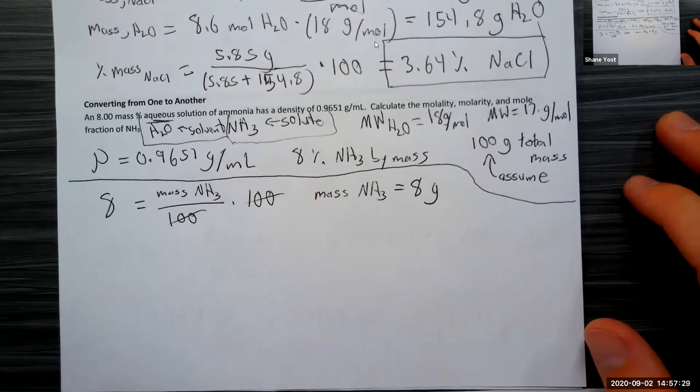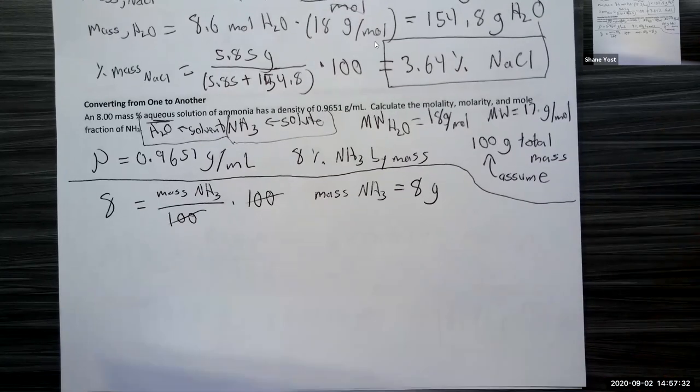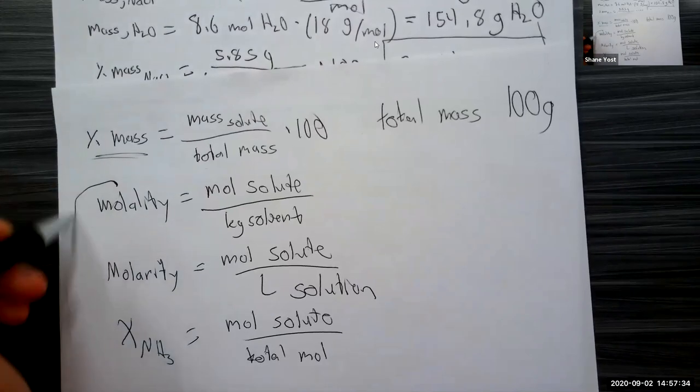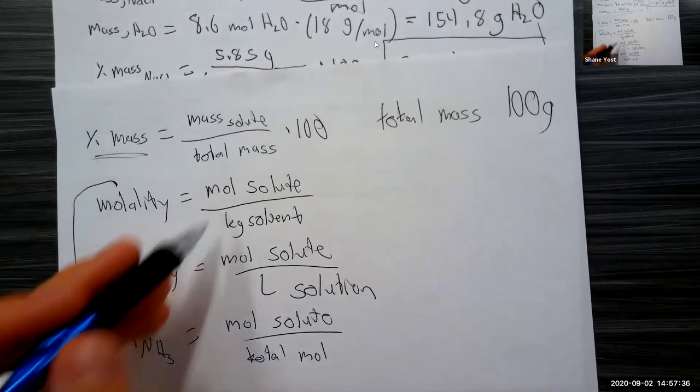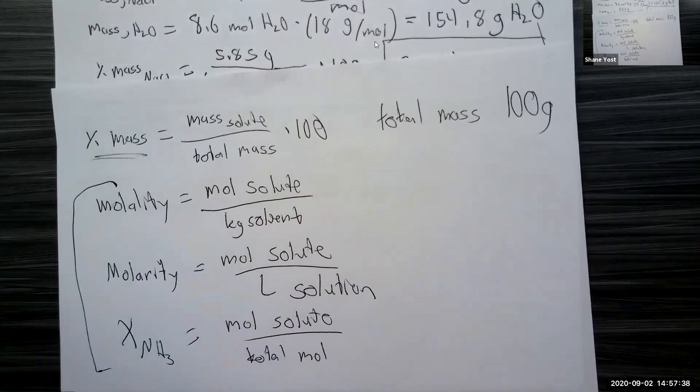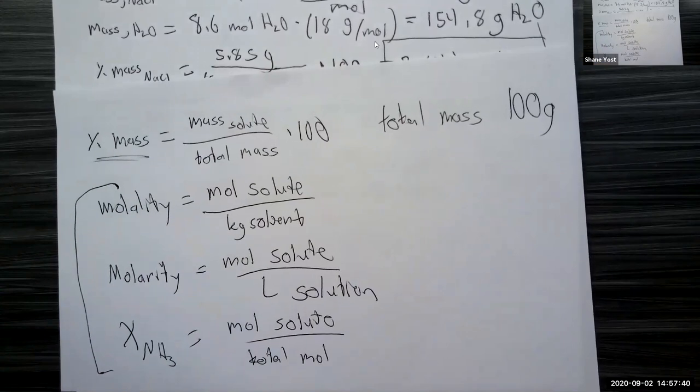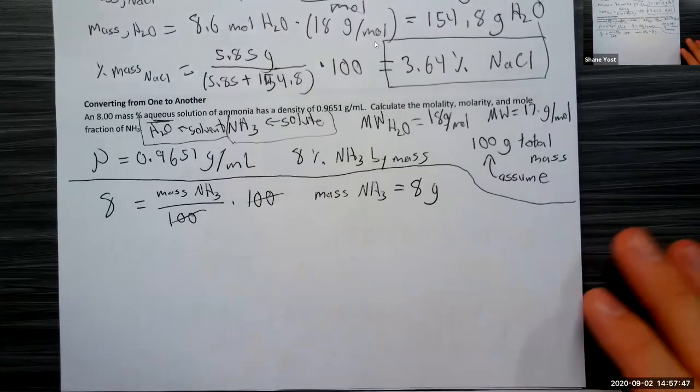Let's see here. A lot of these things, if we go back to the units, we need to calculate these three things. All three of these require the moles of my solute. So right ahead, assuming those 8 grams of my NH3, my solute, I need to know what the moles are in those 8 grams.